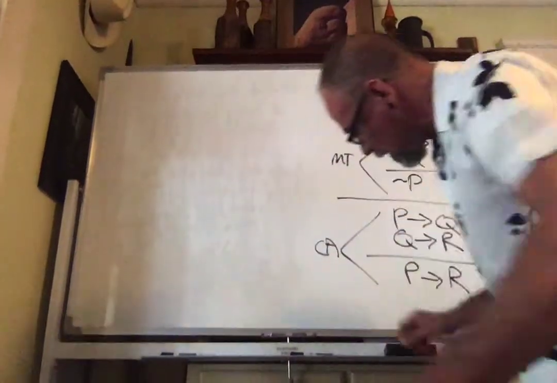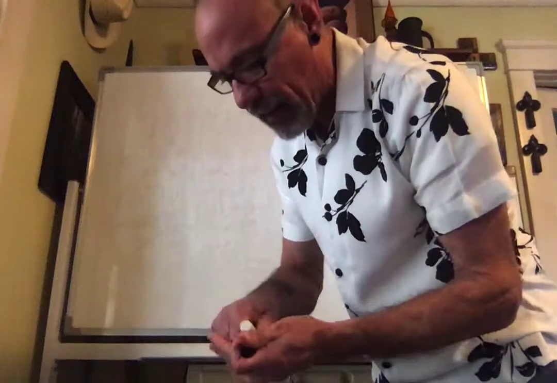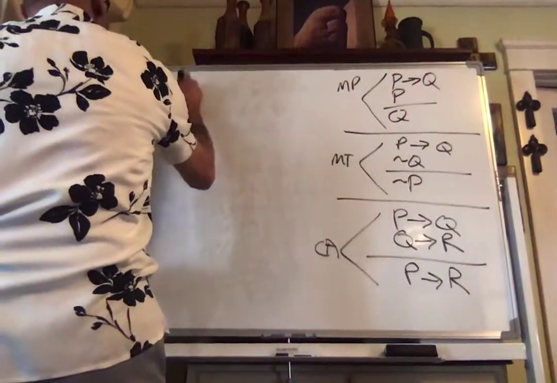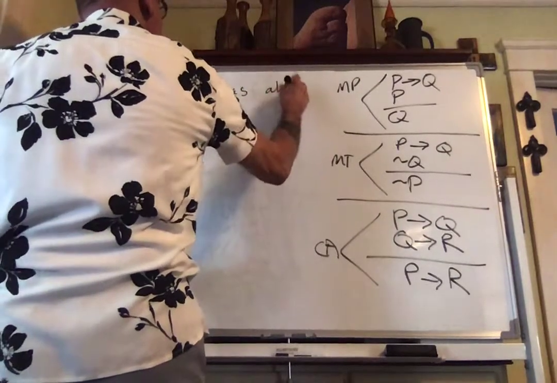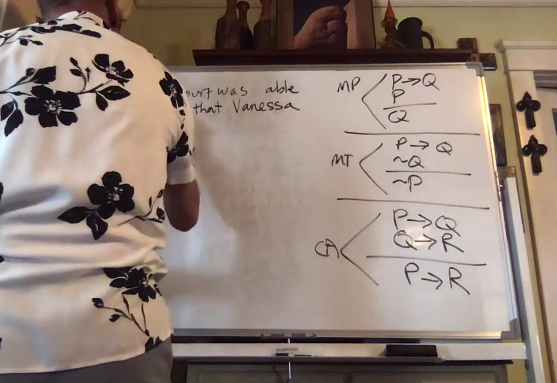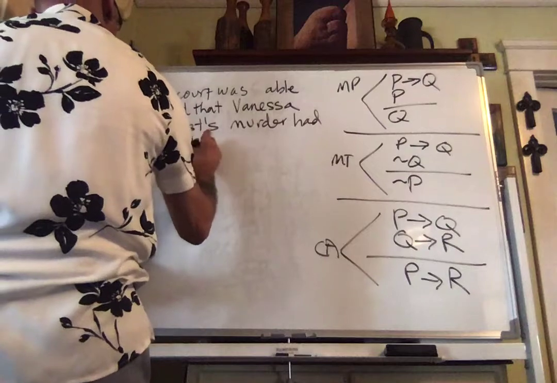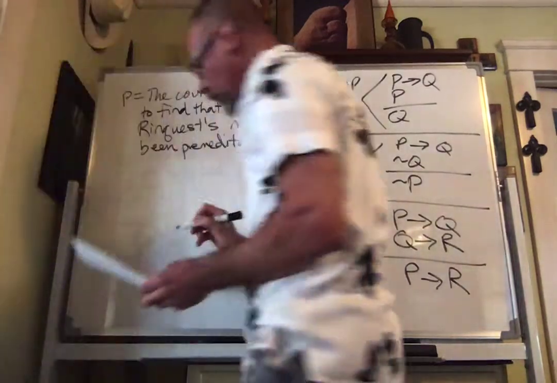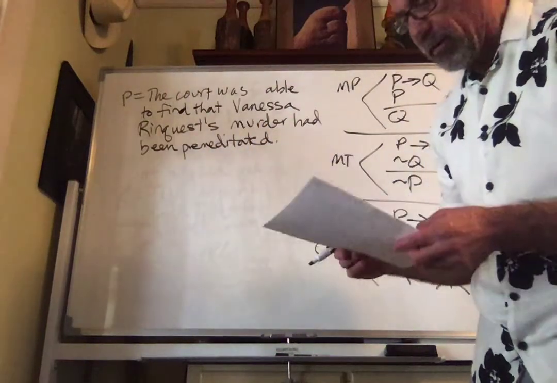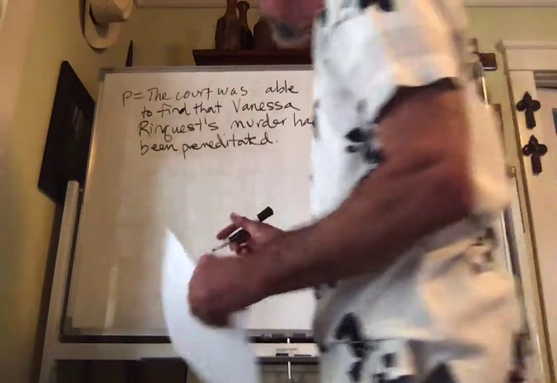The first premise comes from the court was unable to find that Vanessa Rehnquist's murder had been premeditated. Let's let P stand for the affirmative. The court was able to find that Vanessa Rehnquist's murder had been premeditated. And then the second variable we'll get from the conclusion. The court could sentence, we're using the affirmative here, the court could sentence her husband Claude to life in jail.